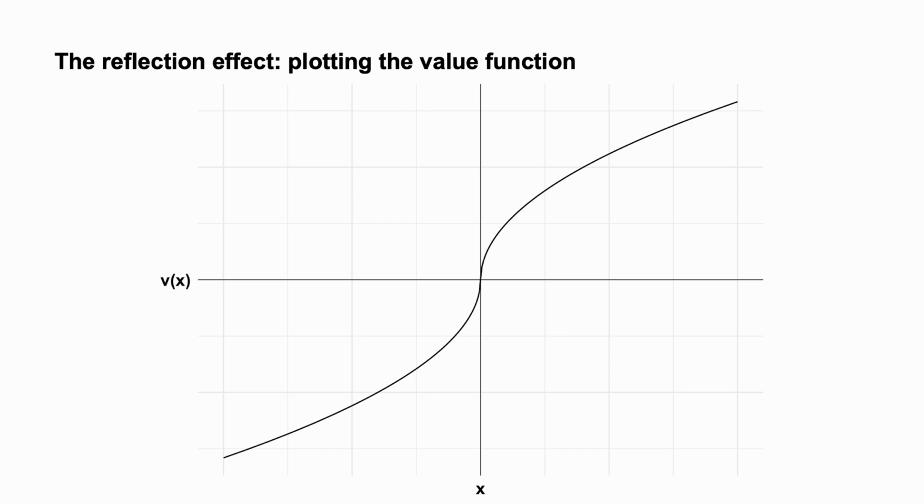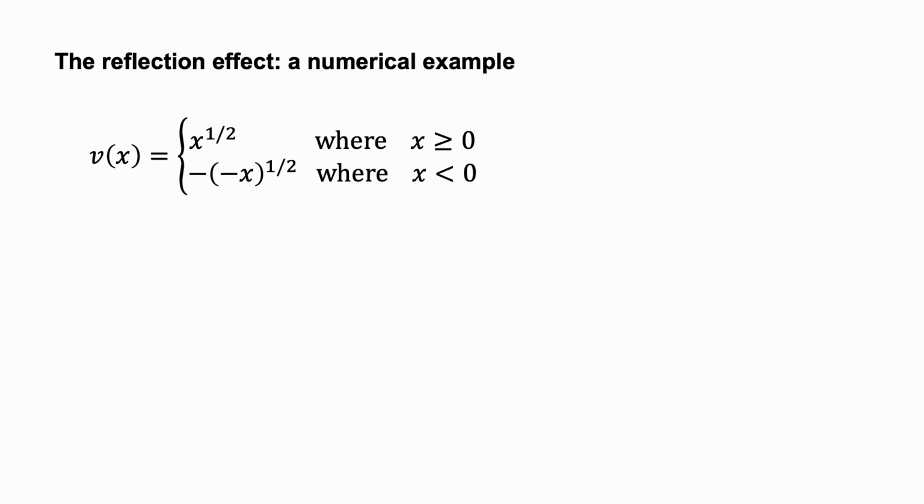This value function results in risk-averse behaviour in the gain domain and risk-seeking behaviour in the loss domain. This plot shows the diminishing effect in each direction. In the gain domain, the function is concave, indicating risk aversion. In the loss domain, the convex function indicates risk-seeking behaviour. The result is an S-shaped curve. The following numerical example illustrates further.